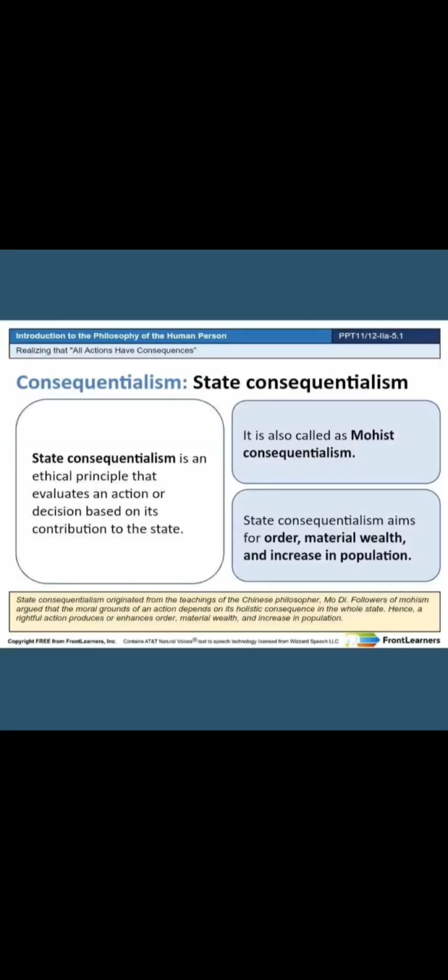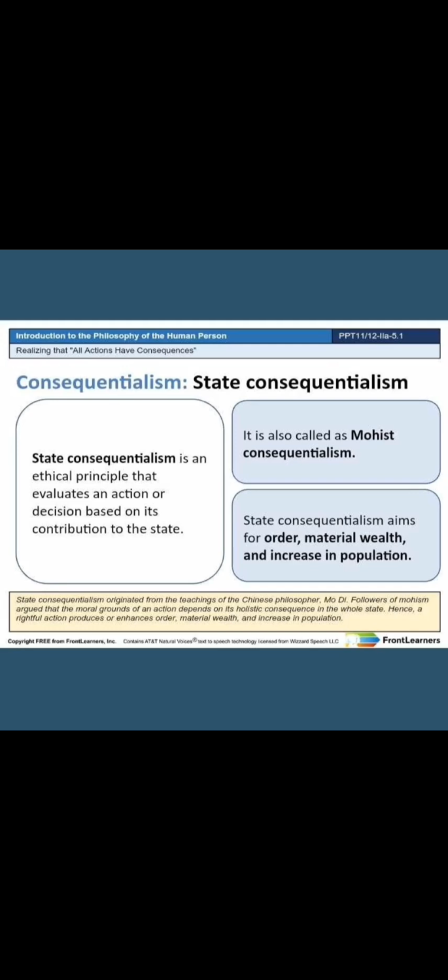State consequentialism originated from the teachings of the Chinese philosopher Mozi. Followers of Mohism argued that the moral grounds of an action depend on its holistic consequence in the whole state. Hence, a rightful action produces or enhances order, material wealth, and an increase in population.